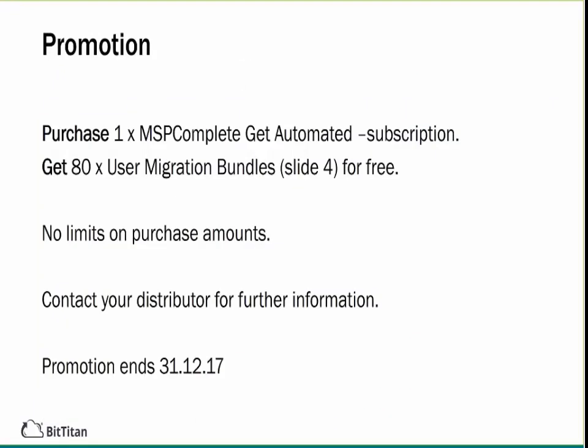We have a promotion until the end of the year that if you purchase one of the Get Automated subscriptions, which gives you all the features of the platform, I'm sorry that we can't go into those in detail now because of time, you will get 80 of the user migration bundles for free. This means that if you have migration projects that you need to work, you can do those for free by buying and testing the Get Automated platform for a year. The cost of this is exactly the same. And there's no limit on how many times you can use this promotion. It's valid until the end of year.